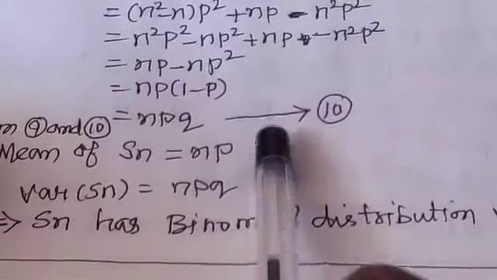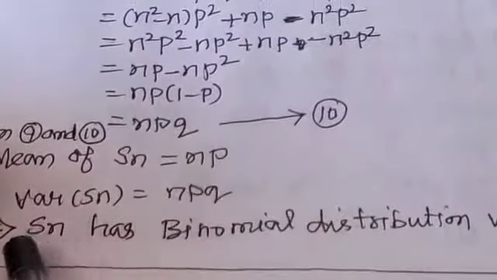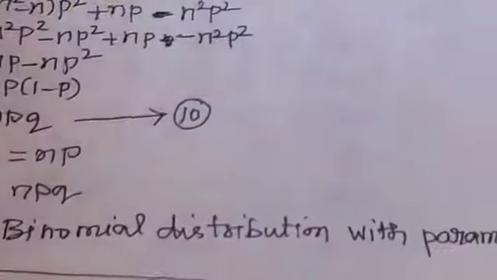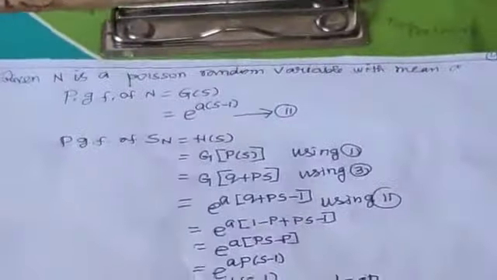Therefore it satisfies the binomial property. Therefore Sn has a binomial distribution with parameters n and p. Next, to prove 3 and 4.